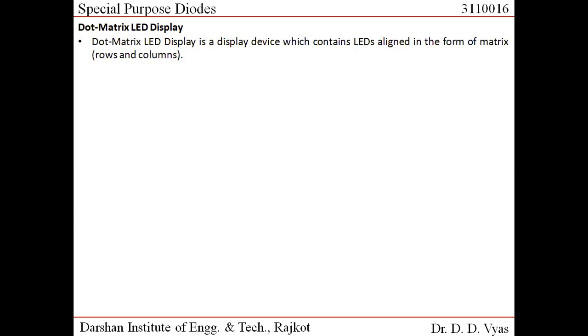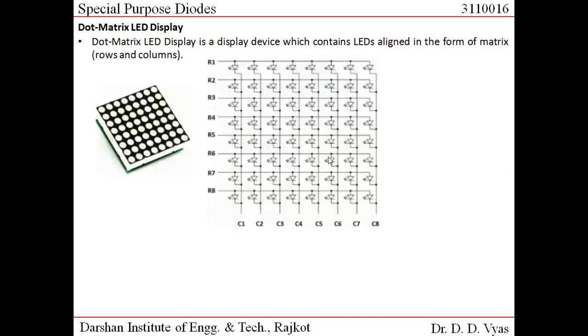As mentioned previously, a dot matrix LED display is a device which contains LEDs arranged in the form of a matrix, that is rows and columns. One of the popular dot matrix displays, which is the 8 cross 8 display, is shown here. An 8 cross 8 display primarily means we have 8 rows and we have 8 columns. And in this 8 cross 8 display, how are the LEDs connected? This is what the internal diagram shown here illustrates.